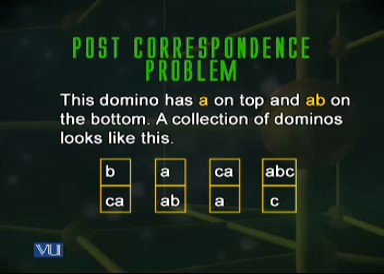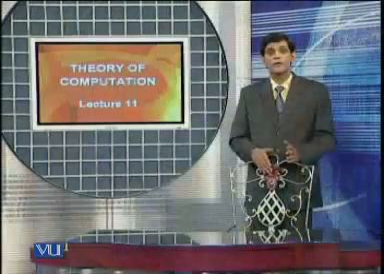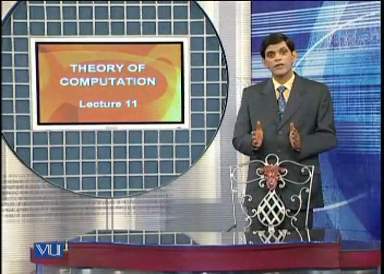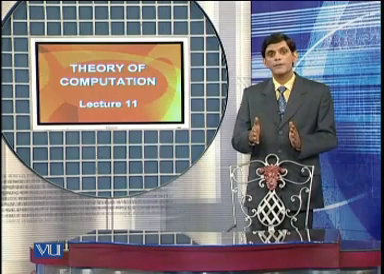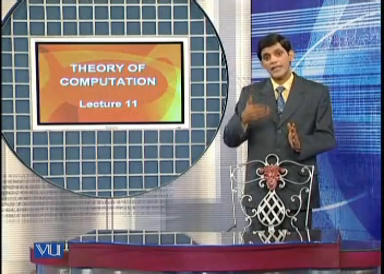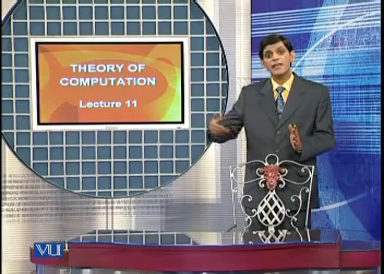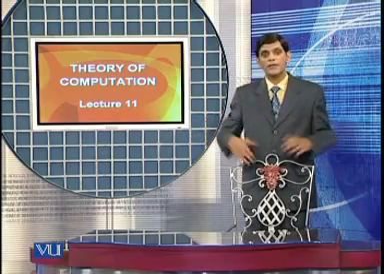The first domino here has B on the top and CA on the bottom. The second domino has A on the top and AB on the bottom. The third domino has CA on the top and A on the bottom. And the last domino has ABC on the top and C on the bottom. Once you are given this collection of dominoes, we can make what is called a list. In a list, we allow repetitions. You can place one domino, another one, and you can keep repeating these dominoes to form a list.